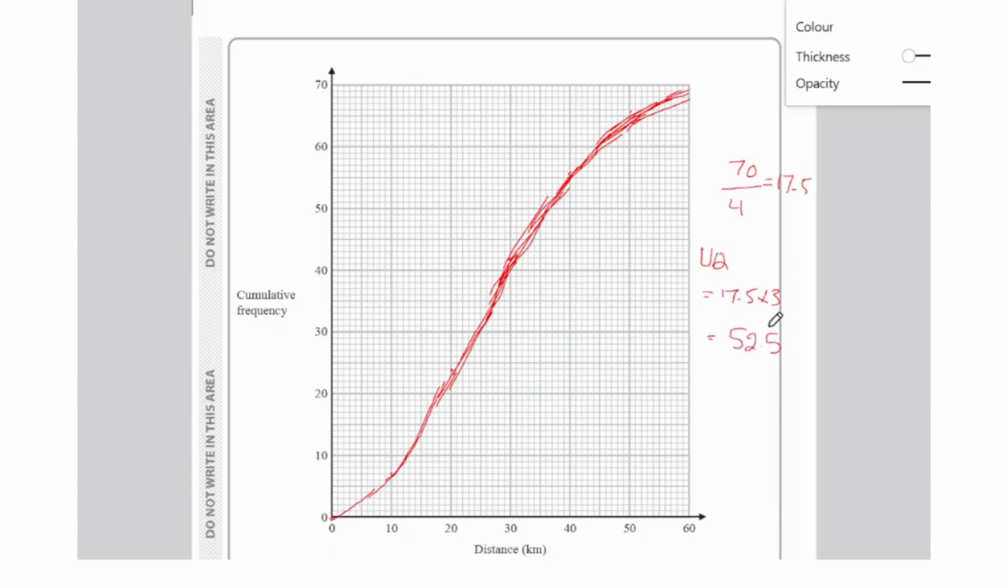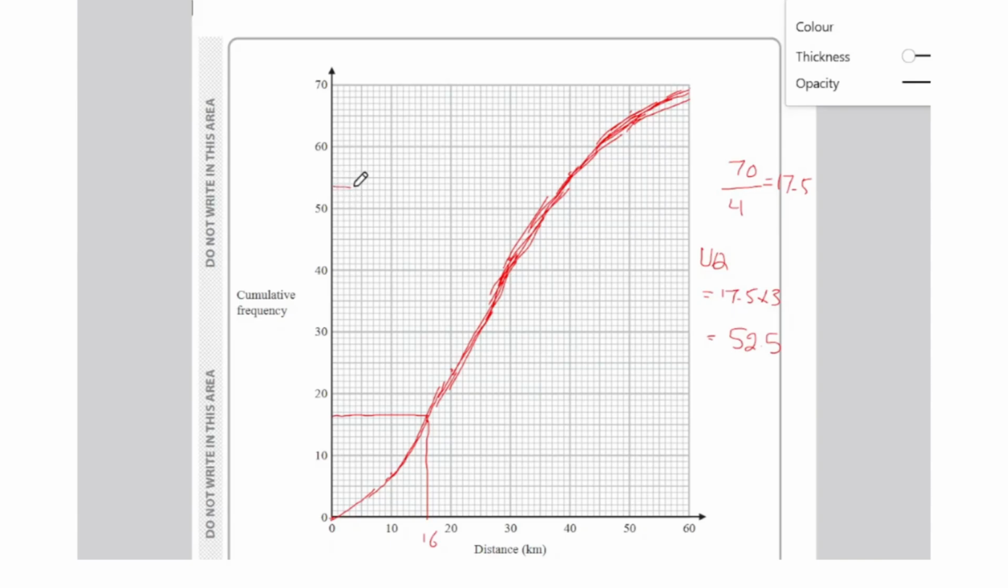So what we will get is 52.5. So we're going to go to 17.5. Roughly draw a line somewhere here and check this value. It is roughly, let's say, 16. Okay, so let's use this value 16, and for the upper quartile it is 52.5.